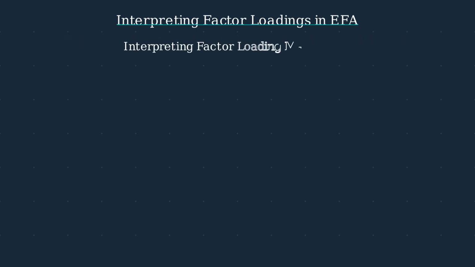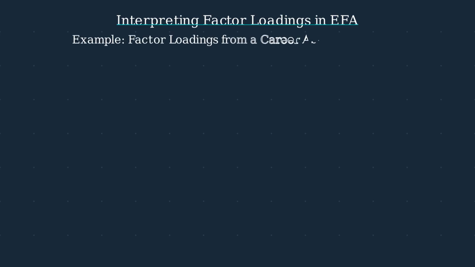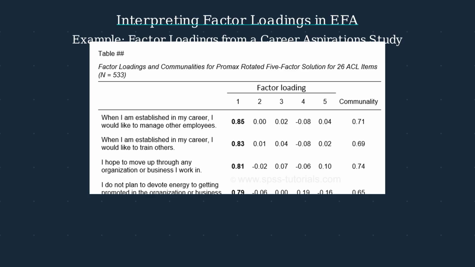When interpreting factor loadings, we assess the magnitude of each loading. Values above 0.70 are considered excellent indicators, while values below 0.32 are typically too weak to be meaningful. Let's examine a real example of factor loadings from a career aspirations study. Note how each item loads strongly on factor 1, with values ranging from 0.79 to 0.85. We can clearly see high loadings clustered under factor 1. These high values indicate these items are strongly related to the same underlying construct.